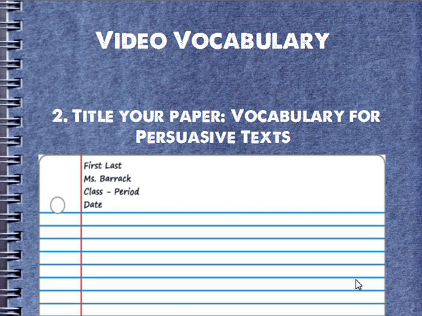Number 2, title your paper, vocabulary for persuasive text. Your title should always be on the top blue line and centered in the paper as best as possible. Make it neat. This blue line counts as the first line. This is important for step number 3.